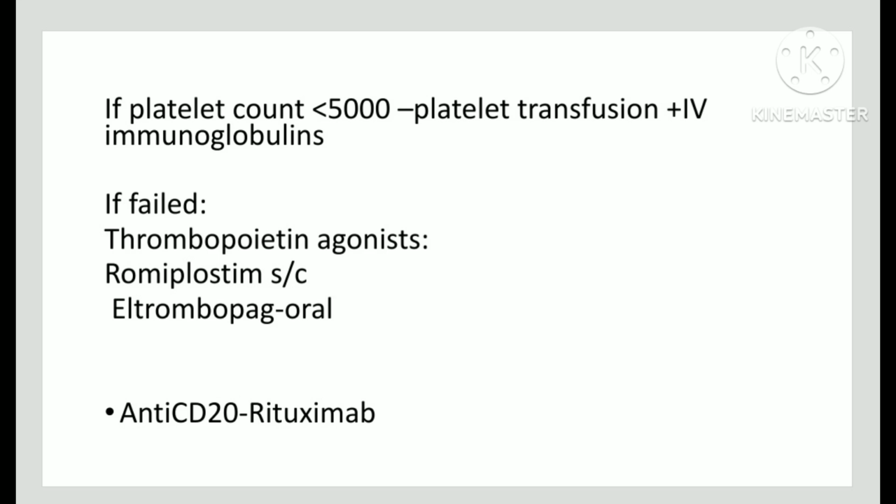So now all these measures fail. You had started the patient on steroids or immunoglobulins according to the patient's condition. It doesn't work. You do splenectomy. It also doesn't work. Then what will you do? So there are thrombopoietin agonists, similar to the erythropoietin agonist, which will stimulate erythropoietin. Here thrombopoietin agonists will stimulate platelet production. It is like romiplostim or eltrombopag. Romiplostim is usually given subcutaneously, whereas eltrombopag is given orally. The other one is the anti-CD20, which is rituximab, can also be given.